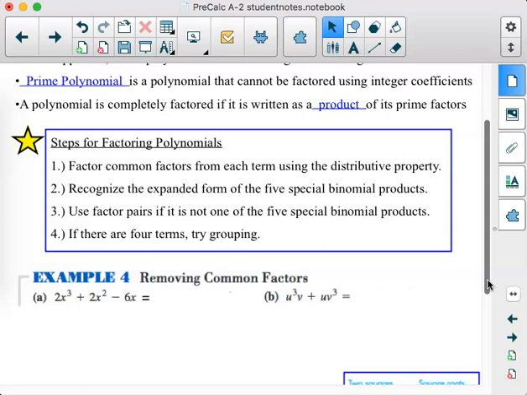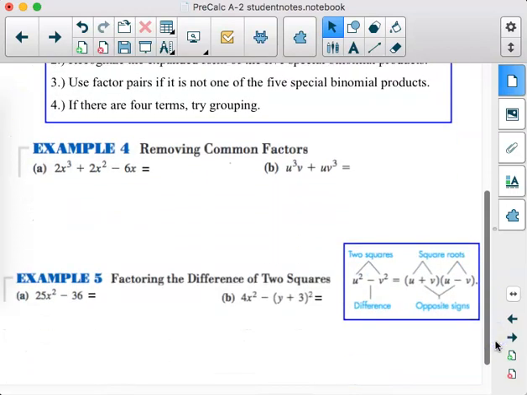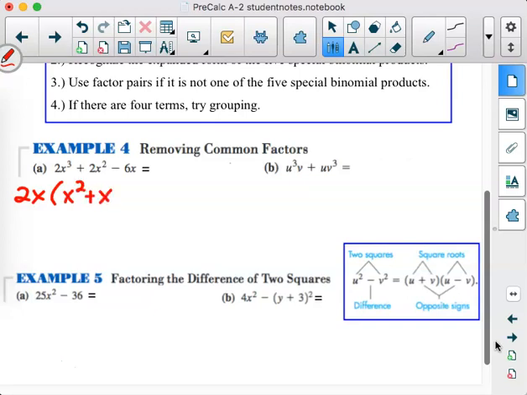So for example 4, we just start with removing the common factors. I'm taking a look at A, and I'm thinking, well, they're all even. I can take a 2 out of them. Oh, look, they all have an x. So I could take a greatest common factor of 2x out, and then kind of think backwards. 2x times something gives you 2x squared, 2x to the third, and that something is x squared. And then 2x times x would give you 2x squared, and times a negative 3 would give us what we need. And then you have to think, all right, is that factorable?